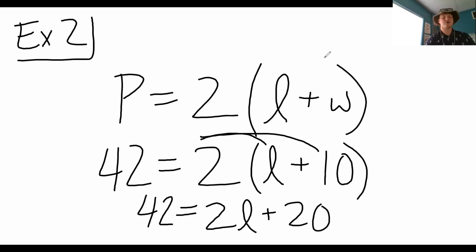From there, you guys know what to do. Subtract 20 from both sides, which would be 22 equals 2L, and then divide both the 22 and the 2L by 2, which would give you L equals 11 feet. Right, we're in feet? Yeah, feet. 11 feet would be your length.